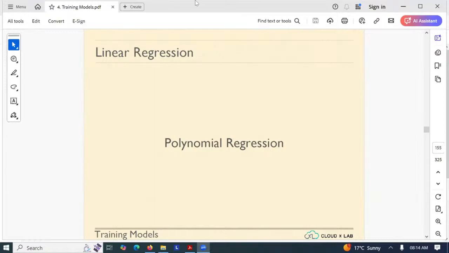So today we will see polynomial regression. Sometimes we have a non-linear relationship in our data, right? If we want to capture a non-linear relationship between input and output, then we cannot use linear regression, because linear regression can only capture linear relationships. So for that we will use a non-linear model, or polynomial regression. Polynomial is a non-linear model.